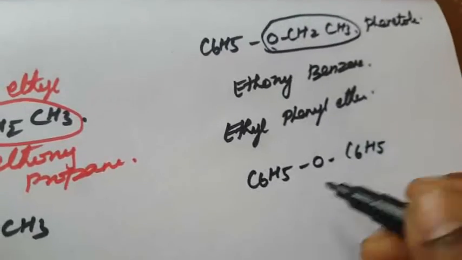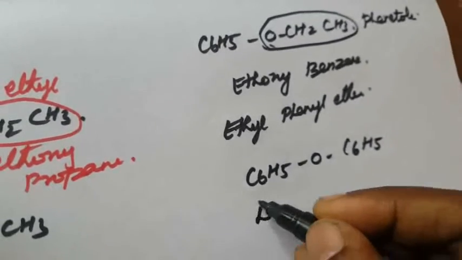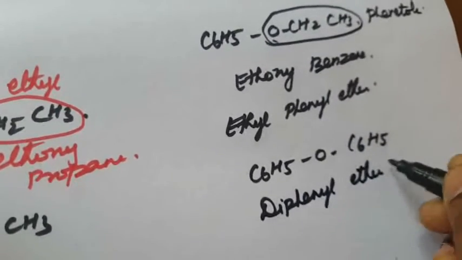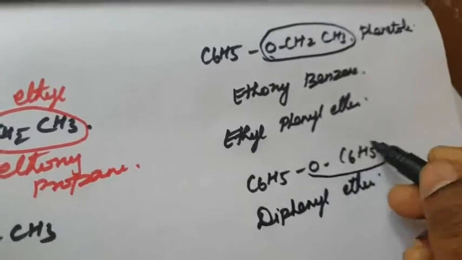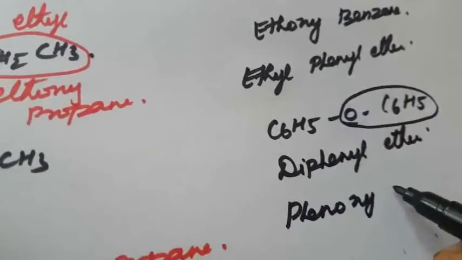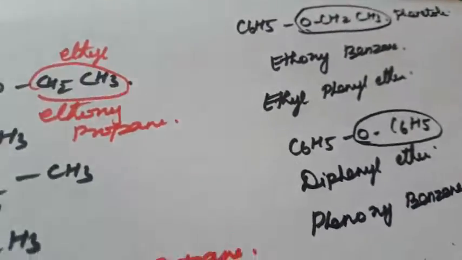Okay, so next one is C6H5OC6H5. This is called phenyl. This is called phenyl. Diphenyl ether. This is one name. Then again, phenoxybenzene. Okay, that's all about the IUPAC names of these ether compounds.